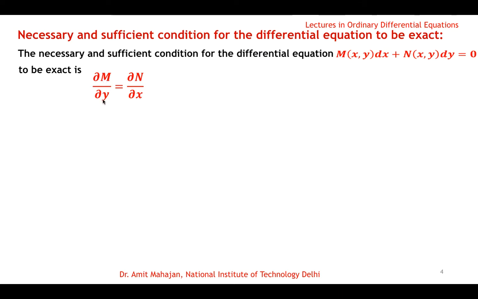Here, the partial derivative of M with respect to y means that M is a function of x, y, so we are only taking the derivative with respect to y, okay, treating x as constant, and N is also a function of x, y, so the partial derivative of N with respect to x means we are differentiating with respect to x, treating y as a constant.